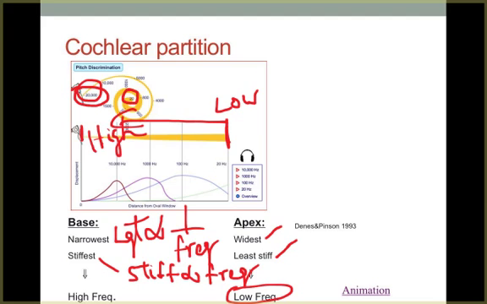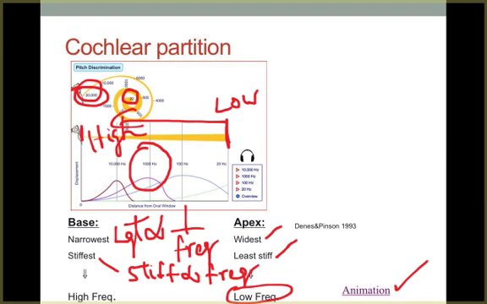So the frequency range is actually 20 hertz to 20,000 hertz, and we also talked about how we hear even better for those mid frequencies. In other words, we're more sensitive to those mid frequencies than we are to very high and very low frequencies.